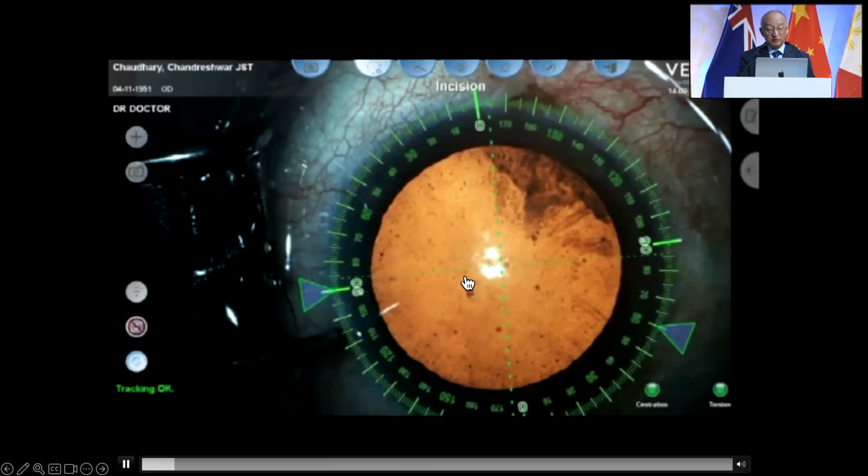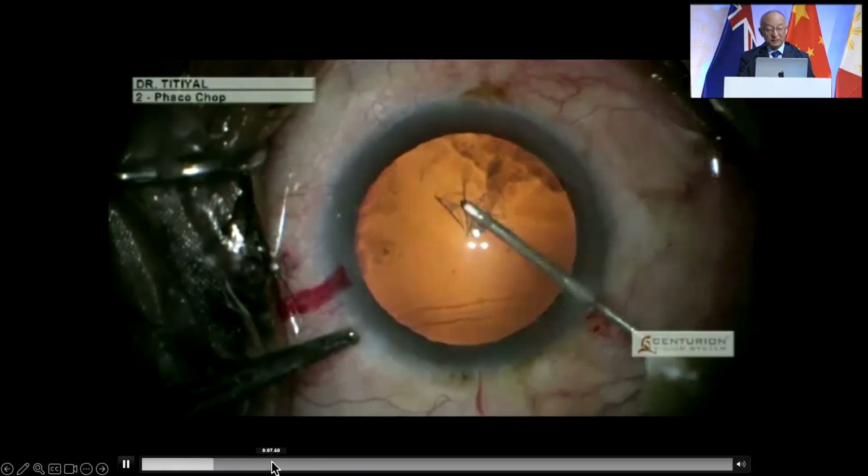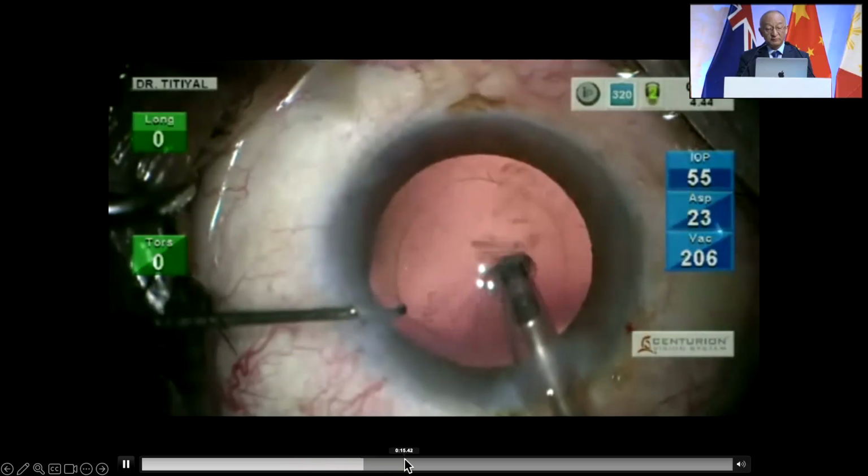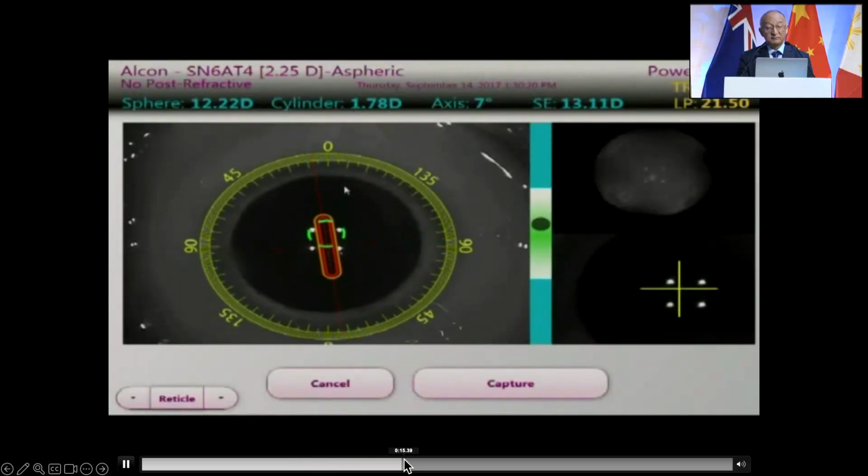So this is a variant guided surgery being done. I have done the rhexis, and subsequently I'll complete the phaco. Once we complete the phaco, fill up the chamber with viscoelastic.